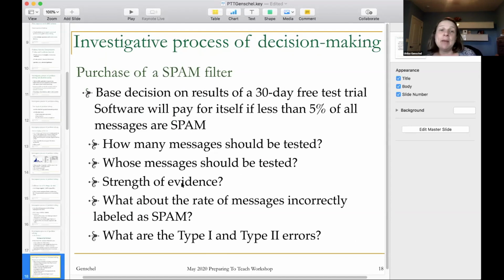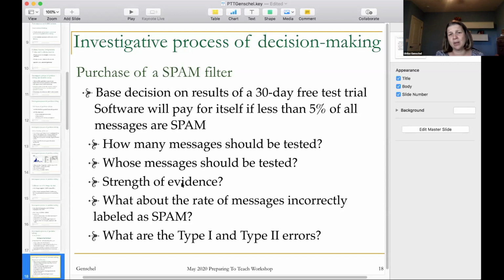Another example for an investigative process of decision making is, let's say a company is interested in buying a new spam filter, and there's a 30-day free test trial, and they have figured out that the software will pay for itself if less than 5% of all the mail that are classified as non-spam actually turn out to be spam.